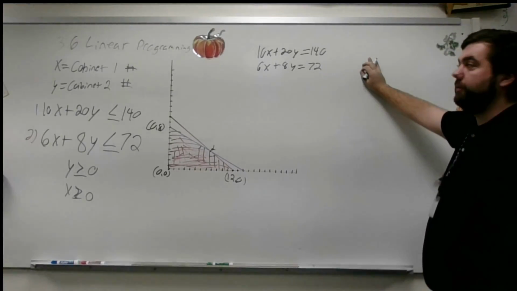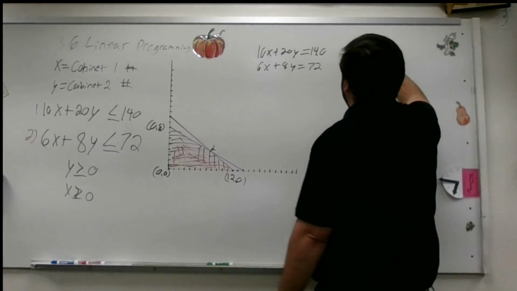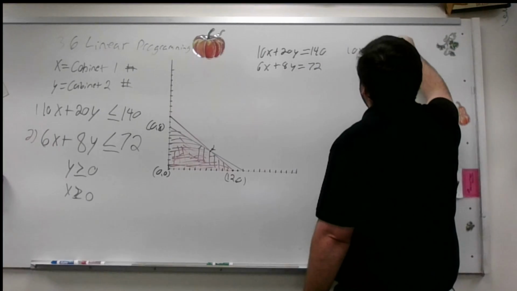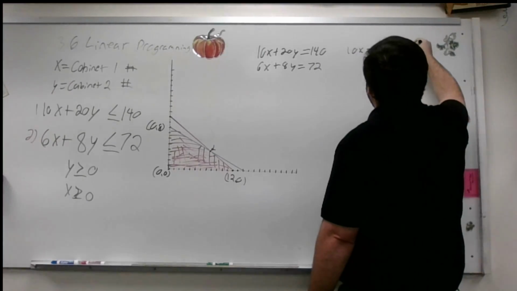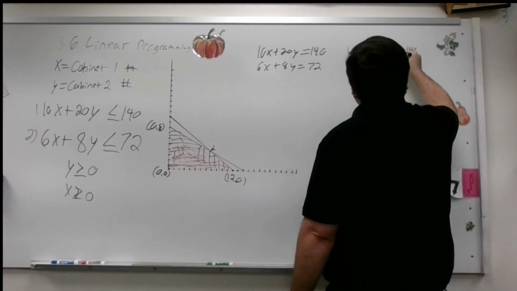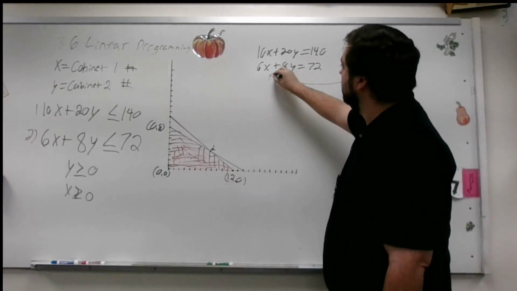I'm going to solve that with substitution. I'm going to solve for x up here. I get 10x is equal to negative 20y plus 140. X is equal to negative 2y plus 14. Okay? Take that, plug it in there.